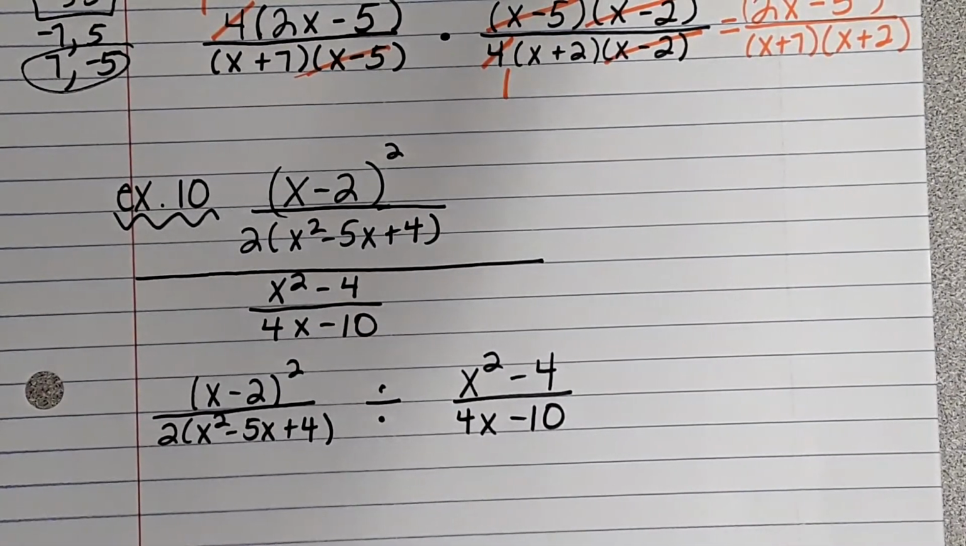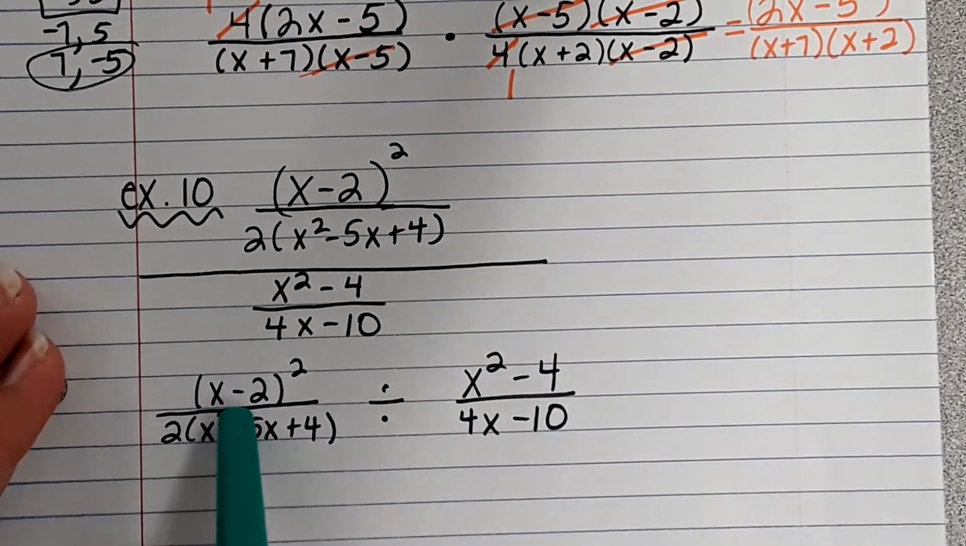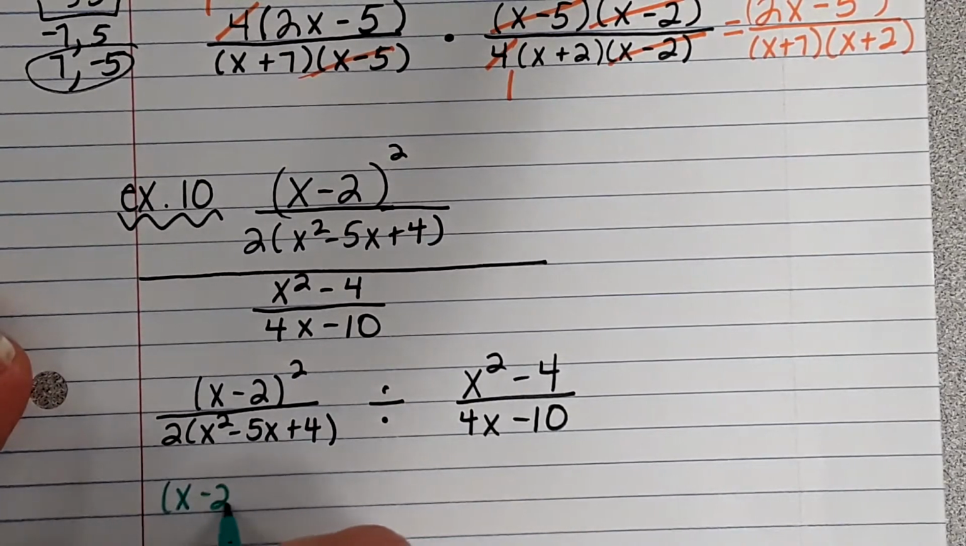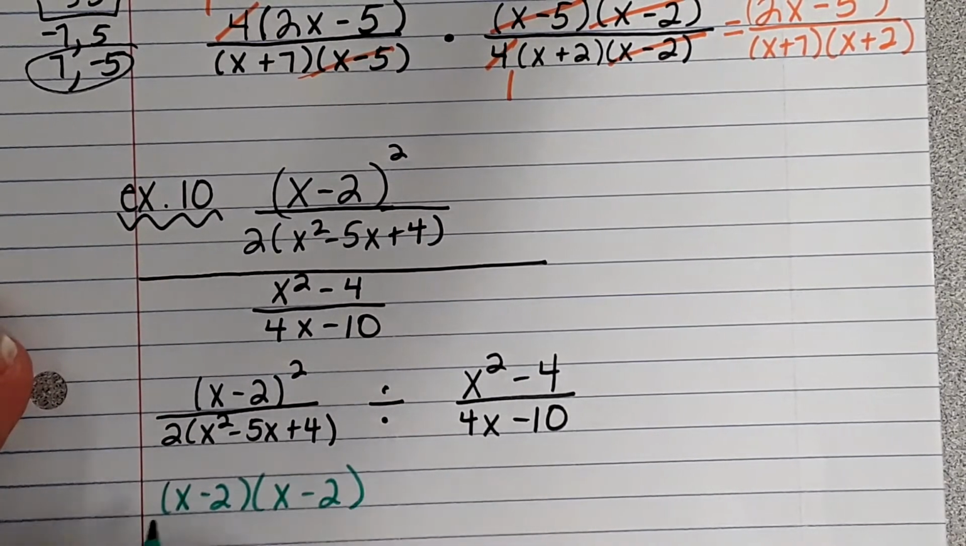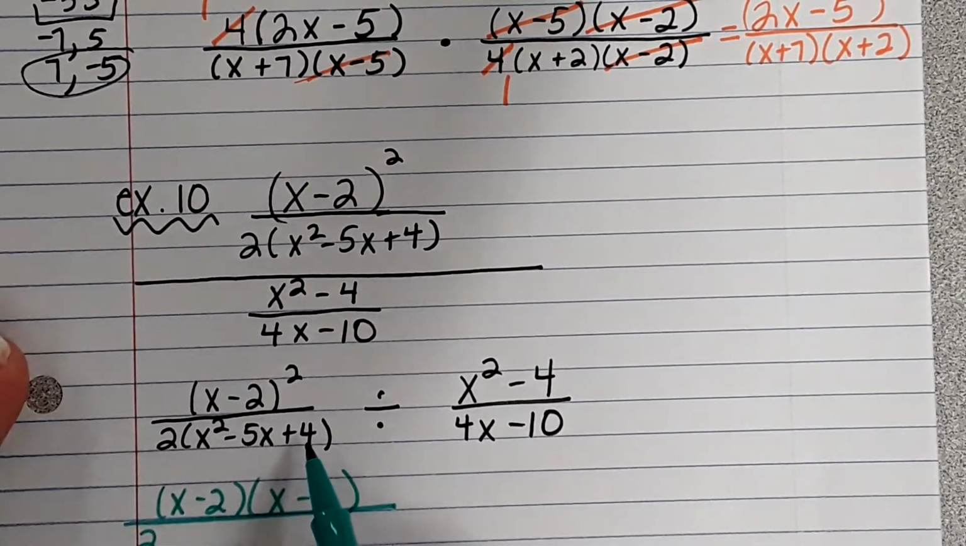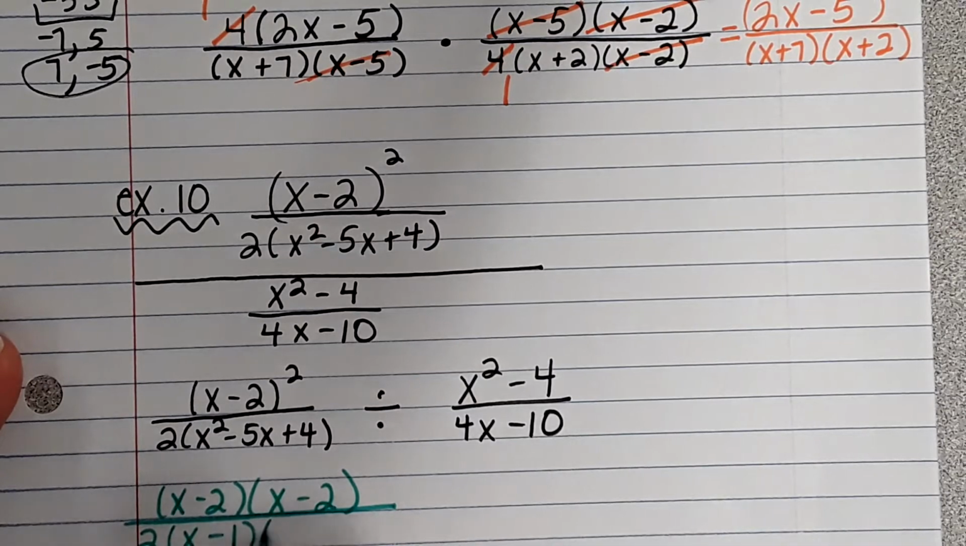Well, what did we just learn? You keep, change, flip. So we're going to keep this one, so let's factor it. What does x minus 2 squared mean? X minus 2 and x minus 2. Yep, that's what that means. This 2 is going to stay out here. And then what are two numbers you can multiply to get 4 when you add those same two numbers, you get negative 5? Yep, negative 1 and negative 4.